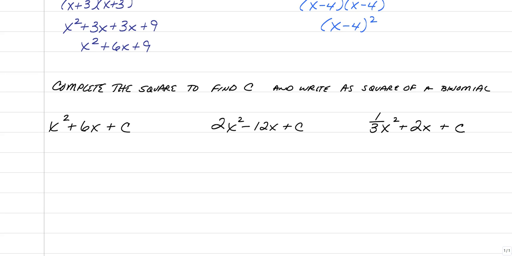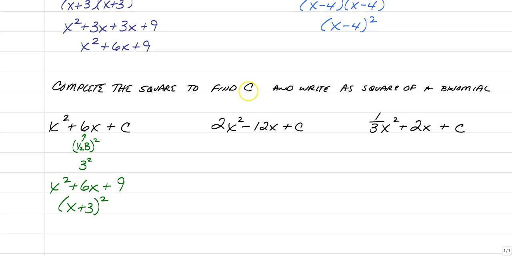Well, there's an easy way to do that. You just have to take half of your b value, and then you just have to square it. So what we would do here is take half of 6, which would give us 3, and we square it, and that's going to give us 9. So we would have x squared plus 6x plus 9. And then, to write that as a square of a binomial, we would just say x, and then we take half of this b value again. So a positive 6 turns into a positive 3, and we square it. And that's how you complete the square.